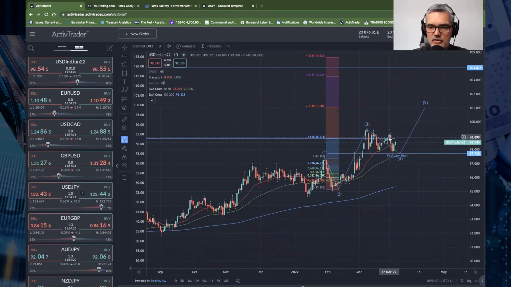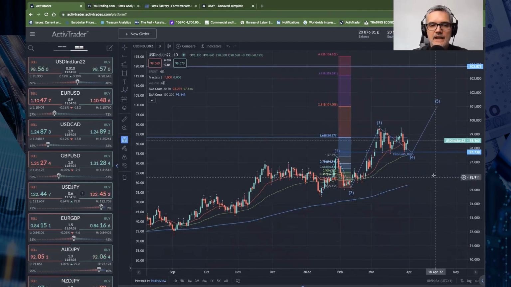If we can get through the lows of March 2022 on the 27th of March, then yeah, these daily lows, if we can get through those, then we're looking for the liquidity above the swing highs. Okay, that's what I'm looking at. I hope that makes sense.